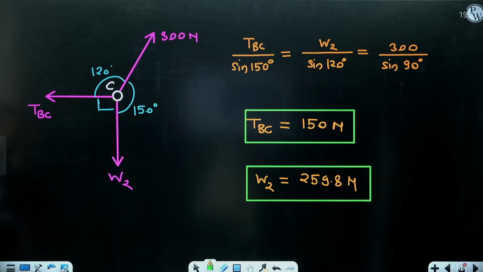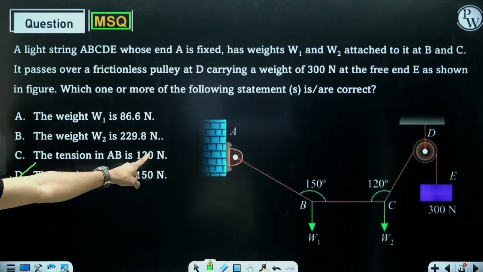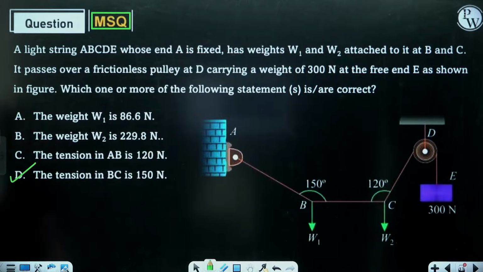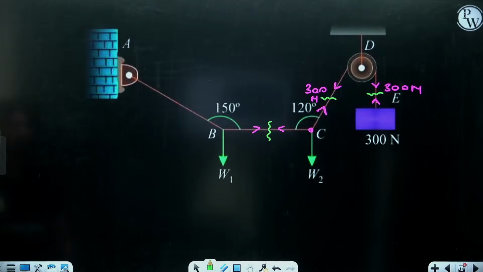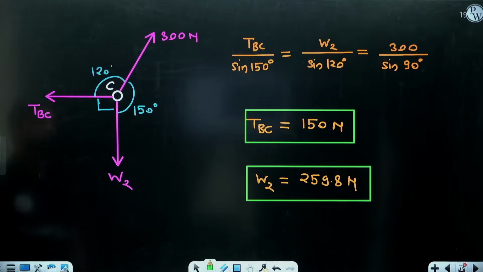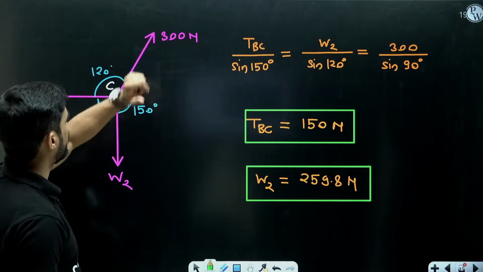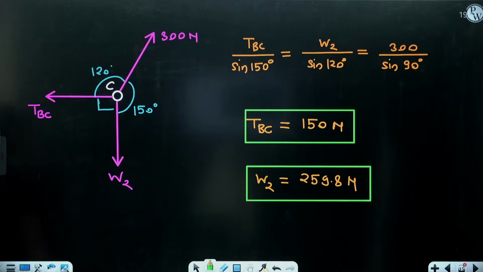And W2 is 259.8. But here they have written 229.8. See, in order to confuse you. Okay. So B statement is wrong. Now, yes, you can say that TBC is the horizontal component of 300 and W2 is the vertical component of 300. You can say that.